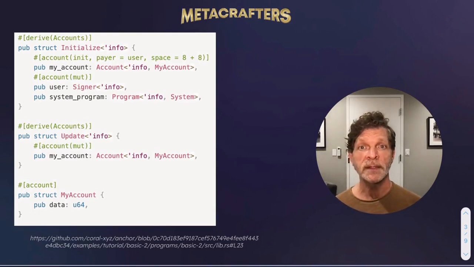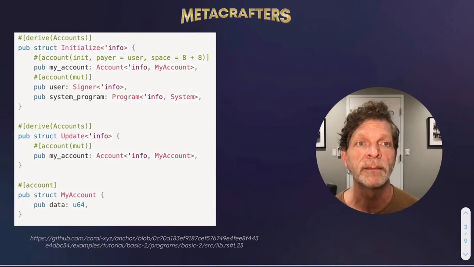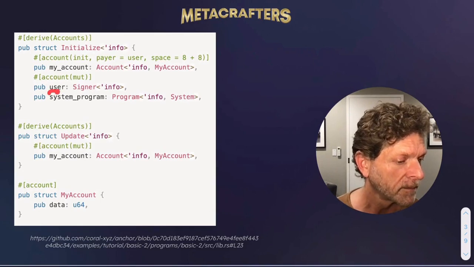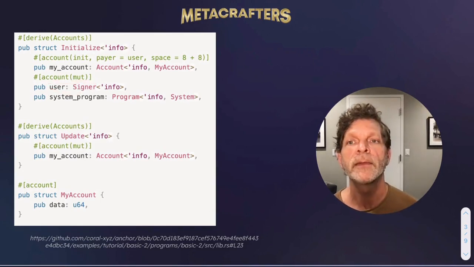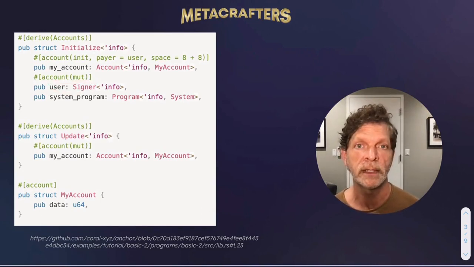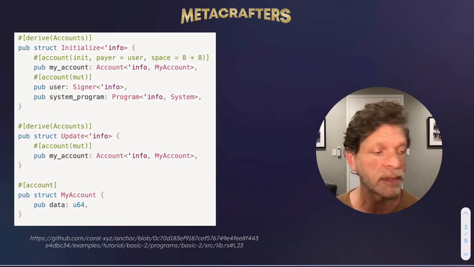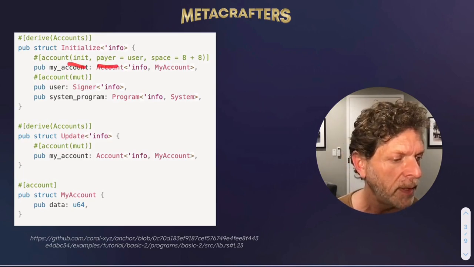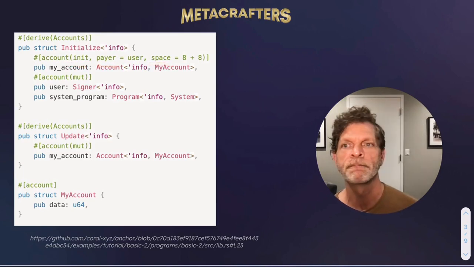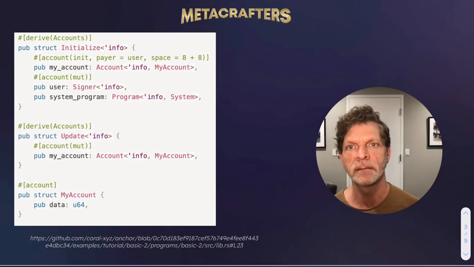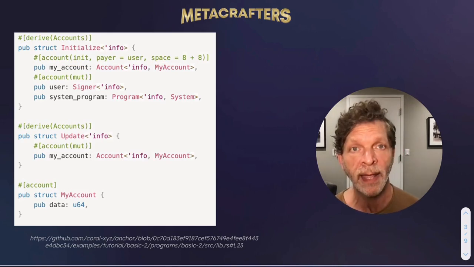Looking at the same code snippet that we used in previous videos, you can see the user account is utilizing the mut constraint to indicate that user should be a mutable account. My account is making use of 3 different constraints: init, payer, and space. The init constraint tells Anchor to create an account at this address.